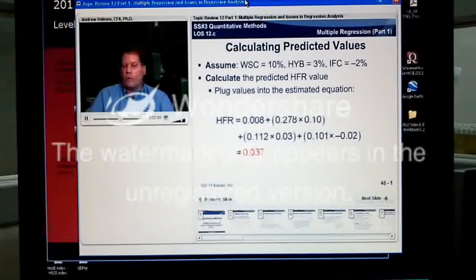The only thing here that might be confusing to you is, you get on the exam and you start thinking, always dangerous. Anyway, remember we said that the high yield bond index is not statistically significant. So this coefficient, 0.112, is not statistically significant. So some people say, well, we'll just leave that out of our predicted value estimates. Okay, well, it is still a placeholder.